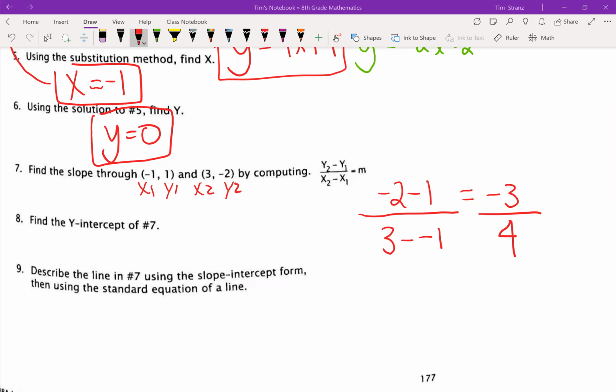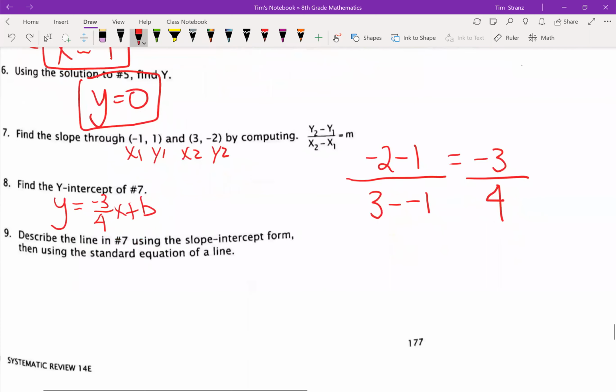All right, moving on to number 8. Now we have to find the y-intercept. I'm going to write out what we have so far. We have y equals my slope, which is negative 3/4, x plus, and now we're looking for b. I'm going to choose one of these points. I'm either going to choose negative 1, 1 or 3, negative 2. It does not matter which one I choose. I'm going to choose negative 1, 1, and plug it into this equation.